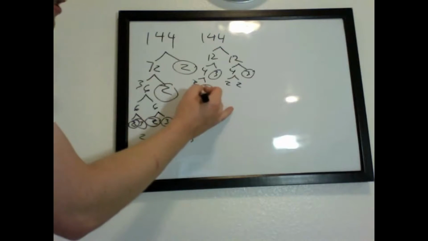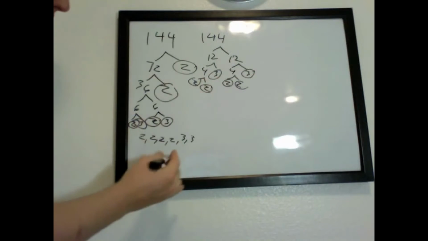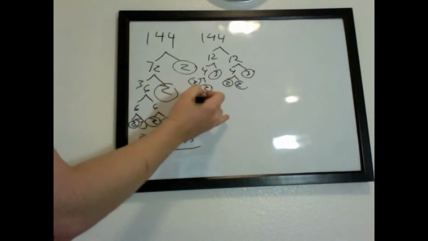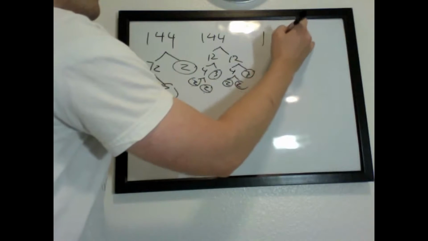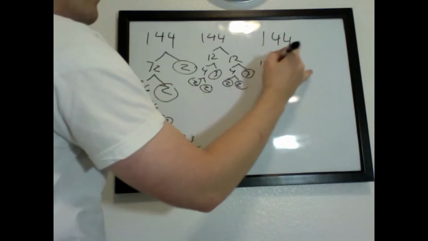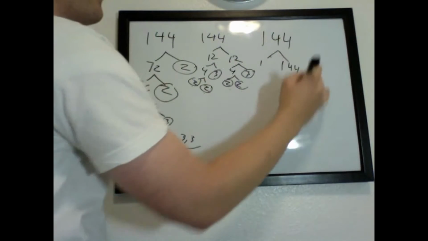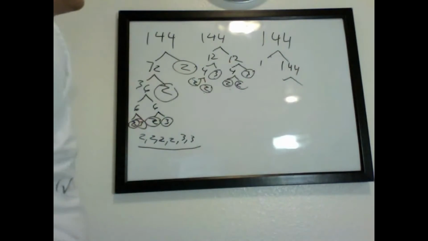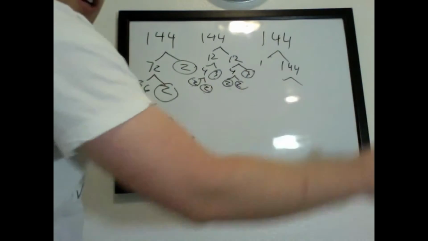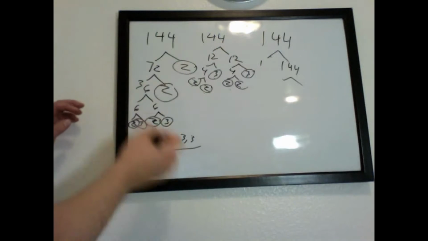Okay, so here's the numbers. It looks exactly the same as that. There's 2, 2, 2, 2, 3, and 3. And of course, 144, 1. And you can break that up. See, 1 doesn't really count because you still gotta break it up. It's primes, and we've already done this.